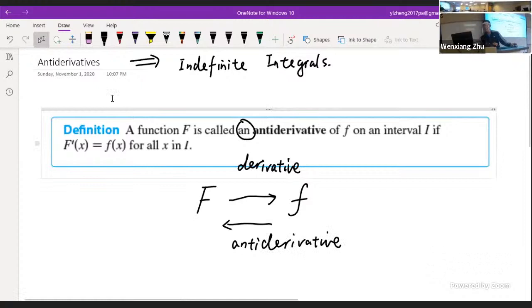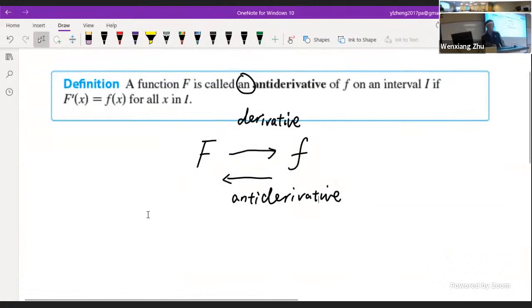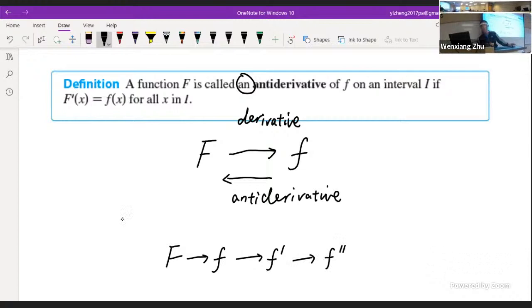And this is only between two generations, right? Think about a family, you can go more than one generation. You start with capital F, the first generation. The kid will be little f. Then you keep going, you can go to f prime, which is the derivative of little f, and then you can go to the second order derivative, and so on and so forth.